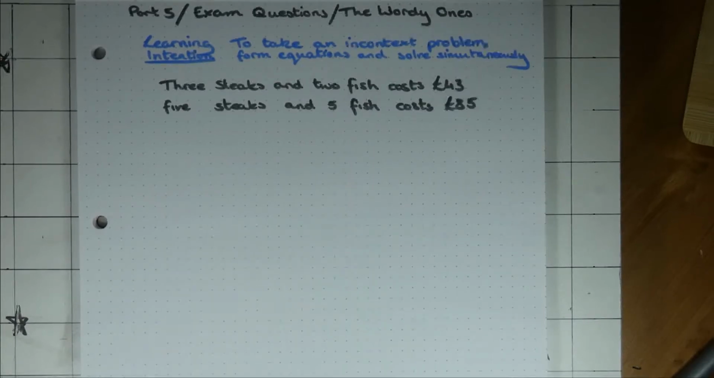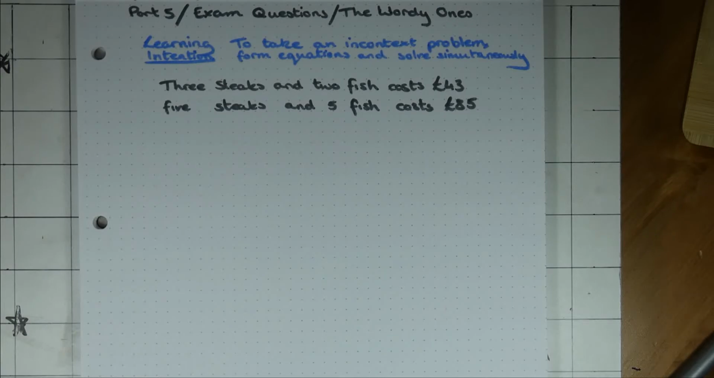Part 5 of simultaneous equations, and this is actually the last section we have to worry ourselves about. It's the exam style questions, or as I've eloquently put it, the wordy ones, where immediately alarm bells start ringing when you see words in maths. You really don't have to worry yourself about it.